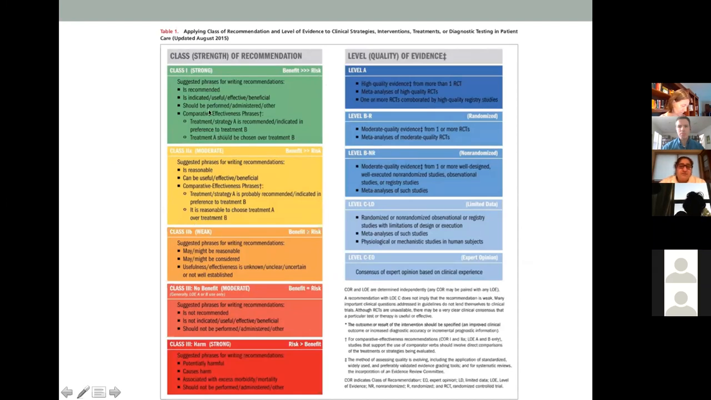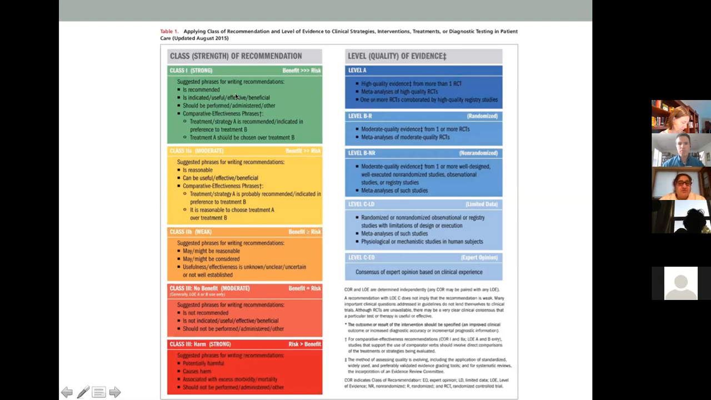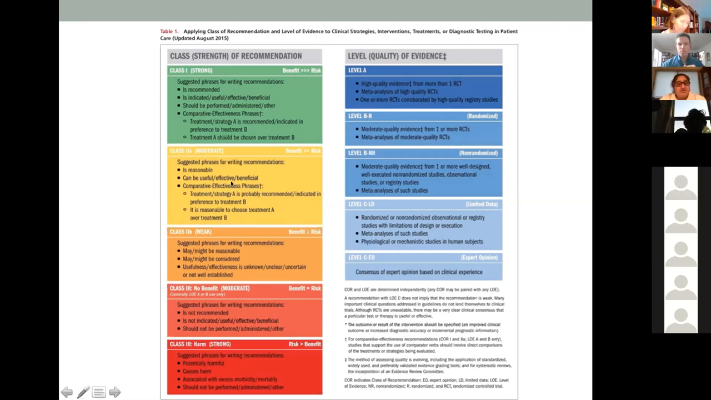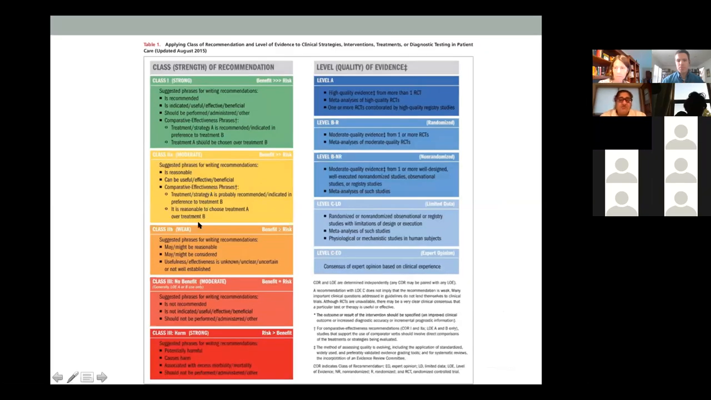So if the recommendation has a strong level of recommendation, it's coded green. If there's a moderate amount of confidence in their recommendation, it's yellow or orange. Or if there's strong harm related to a particular recommendation, then it's coded red. And then there's also color coding for the level of evidence in the literature for a particular recommendation.